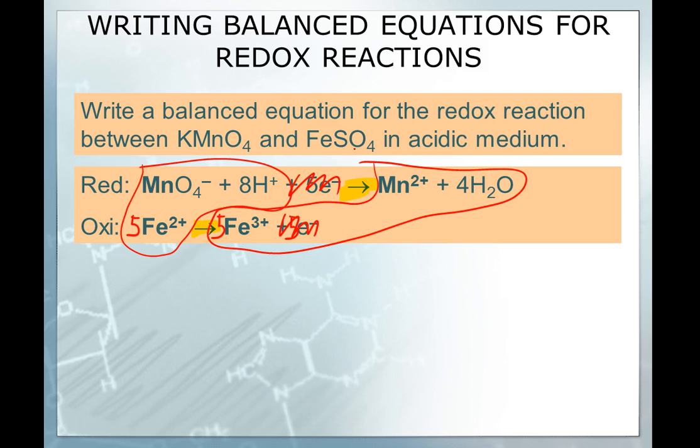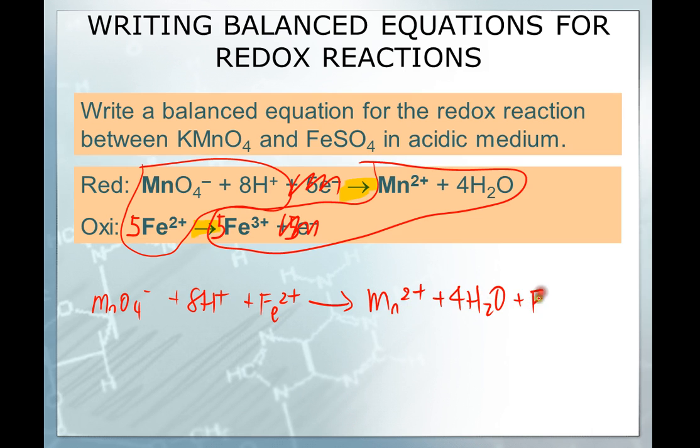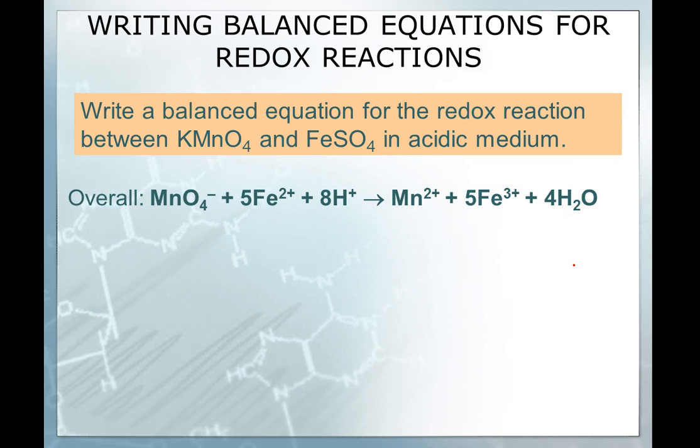So if I were to write it out nicely, MnO4 minus and 8H plus with 5Fe2 plus to give me, single arrow, Mn2 plus and 4H2O and 5Fe3 plus. There you have it. That's the overall equation. Very messy handwriting. Let's look at the proper one. Okay, so this is the overall equation.